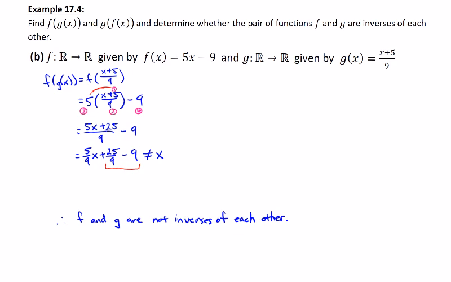So even though on these two functions we have 5 and 9 on both of them, they weren't the right operations and they weren't in the correct order to get the cancellation that we wanted to occur. So even with the right numbers, it may not necessarily work out. You've got to have it in a very special ordering there. So example 17.4b is not inverses of each other for f and g.